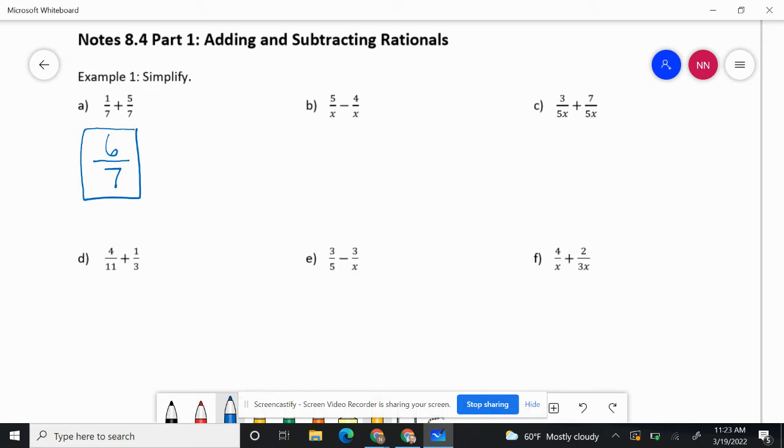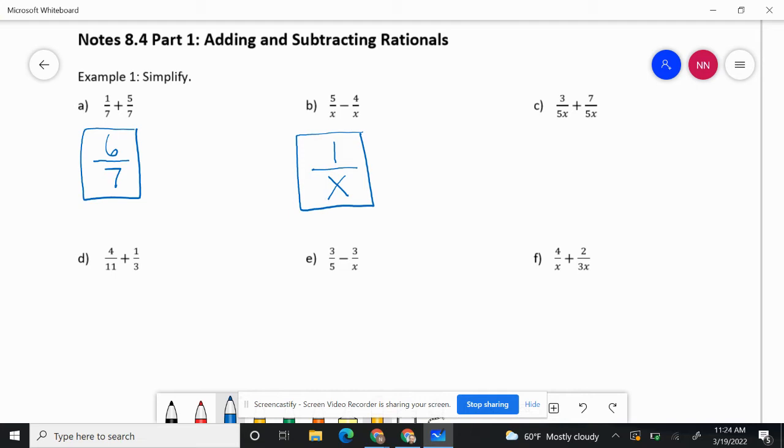Now letter B is more what we're going to be working with in algebra, where we have a variable as the denominator. Now we're going to treat it exactly as the previous one. Our denominator is x. Both of them have a common denominator of x. And what we're going to do is subtract the numerators. 5 minus 4 is 1. So our answer is 1 over x.